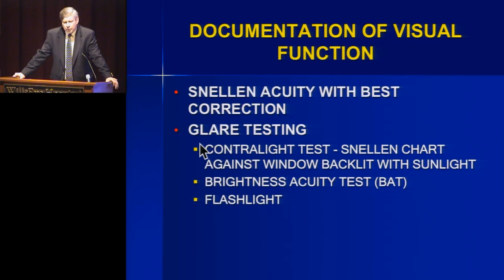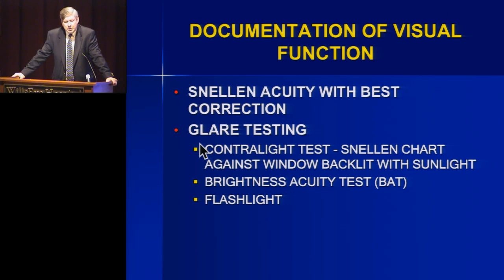How do we document visual function? Well, we typically use a Snellen acuity with the best correction. But the problem with that is that we're sitting in a dark room looking at a high contrast target, and that's not really the way the real world is. So the patient can actually be functioning pretty well in our lanes, but then go out into the real world and not be doing nearly as well.